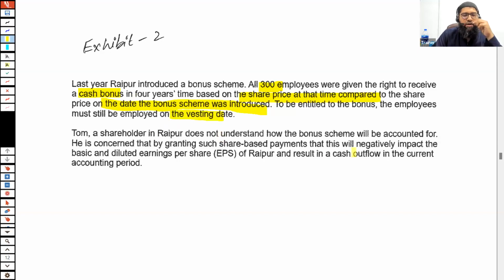Tom, a shareholder, does not understand how the bonus scheme will be accounted for. He is concerned that granting such a share-based payment transaction will negatively impact basic and diluted EPS and will result in cash outflow in the current accounting period. Now let's just try to understand this.